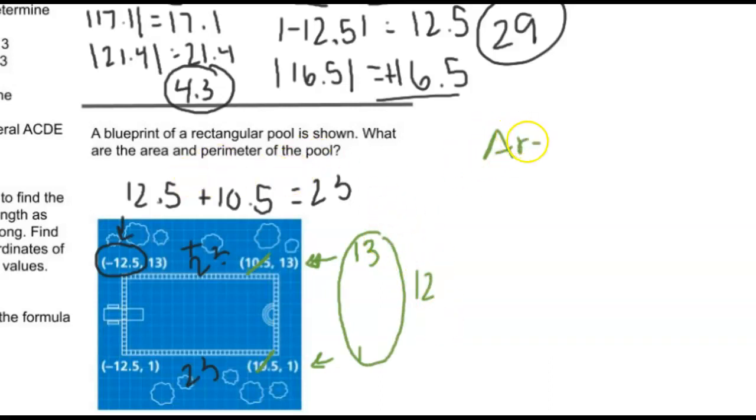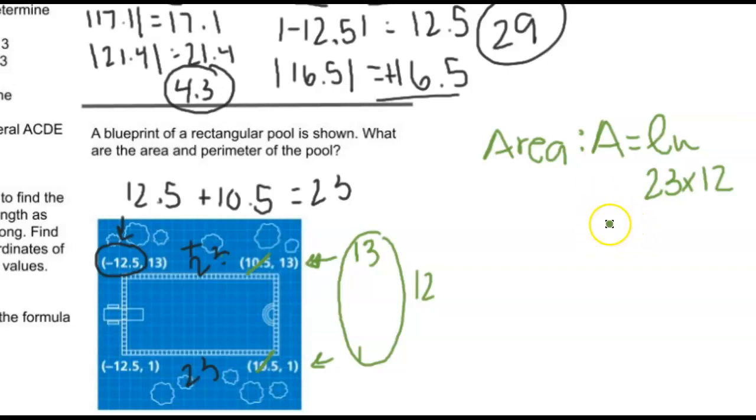First, we're going to find the area because it asks for area and perimeter. The area, if this side is 12, that side's 12. But up here is 23. Area equals length times width. So we're going to take 23 times 12. 23 times 12 equals 276 units squared. And then for perimeter, I'm adding up all the sides. So I have 23 plus 23. And if this side's 12, that side's 12.